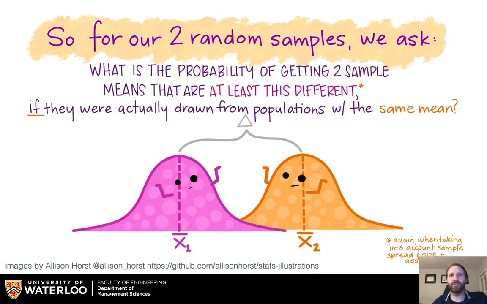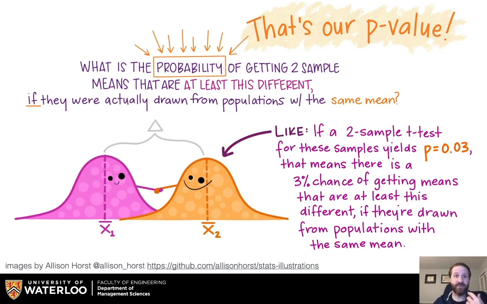So for our two random samples, we ask, what is the probability of getting two sample means that are at least this different, the delta between the means, if they were actually drawn from populations with the same mean? That's the null hypothesis. It's the assumption that it's the same mean. And so you calculate the probability that you get these two values from a single population, and that allows you to guess whether it's likely that they're from the same one or not. And so this is our p-value.